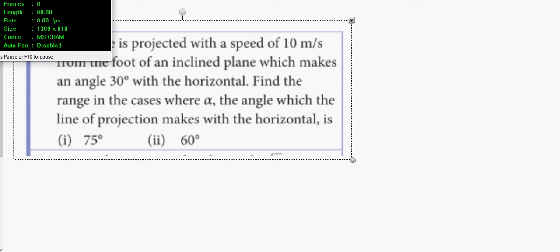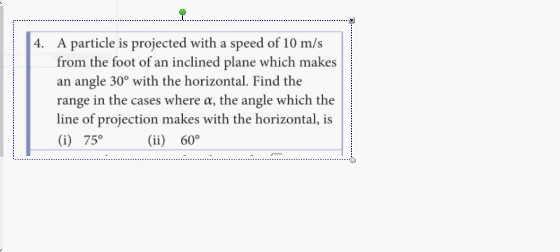A particle is projected upwards with speed 10 meters per second from the foot of an inclined plane which makes an angle of 30 degrees to the horizontal. Find the range of cases where alpha is the angle which the line of projection makes with the horizontal. Alright, let's read the language really quickly. Good.